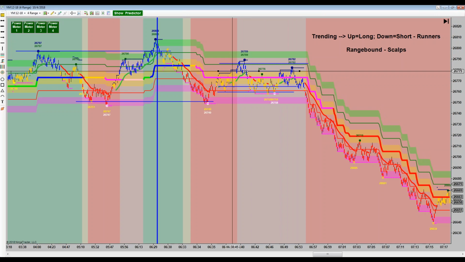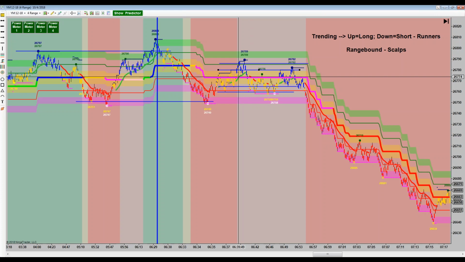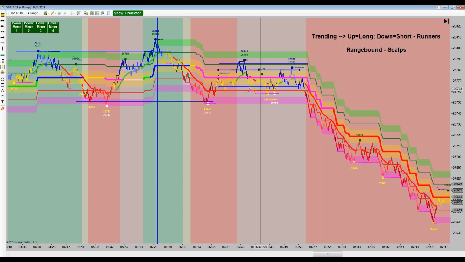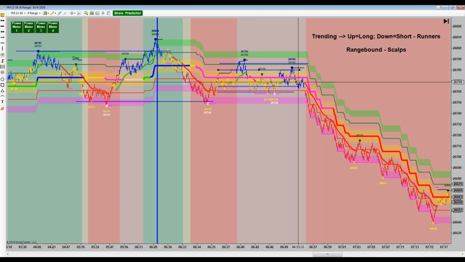Likewise, to get out, you're going to want to get out up here. And then if you're looking to reverse and short it, you would flip the short. Get out of your long, flip, take the short, buy to cover. Go up here, flip, take the short, etc., etc.